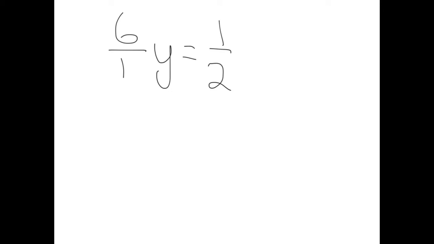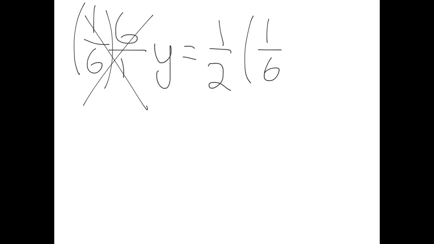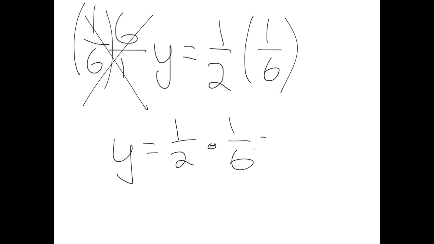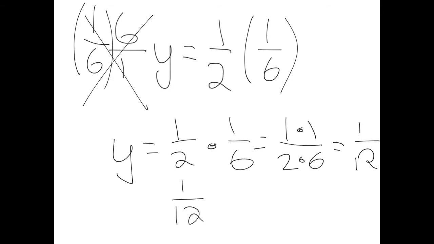Now we're gonna do the same thing. And we're gonna use the reciprocal, but we can cancel that out. Now we do the same over here. And now we multiply. Y equals 1/2 times 1/6. Now that equals 1 times 1 over 2 times 6. Now we just multiply. 2 times 6 is 12, and 1 times 1 is 1. So the answer would be 1/12.